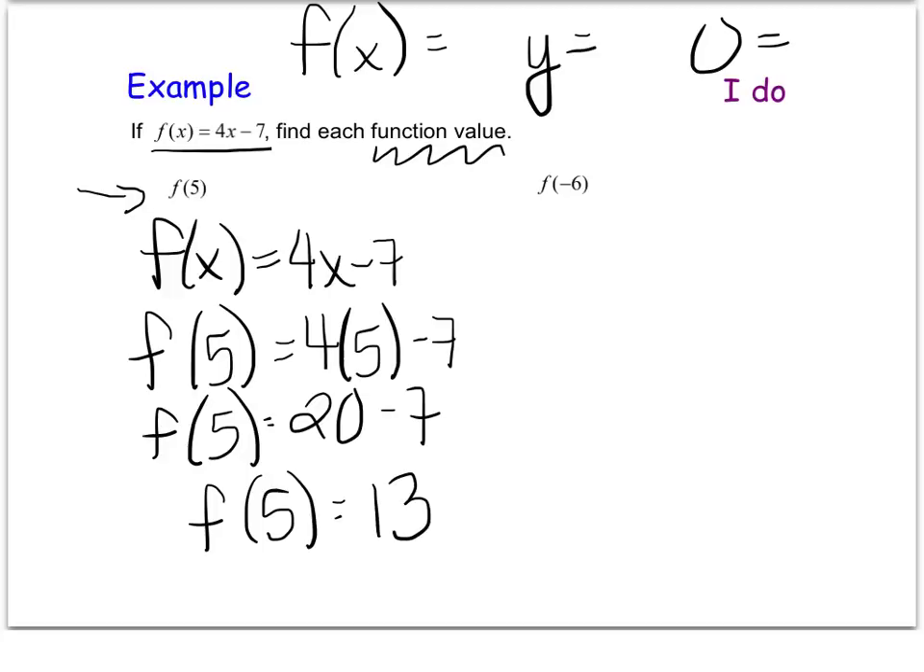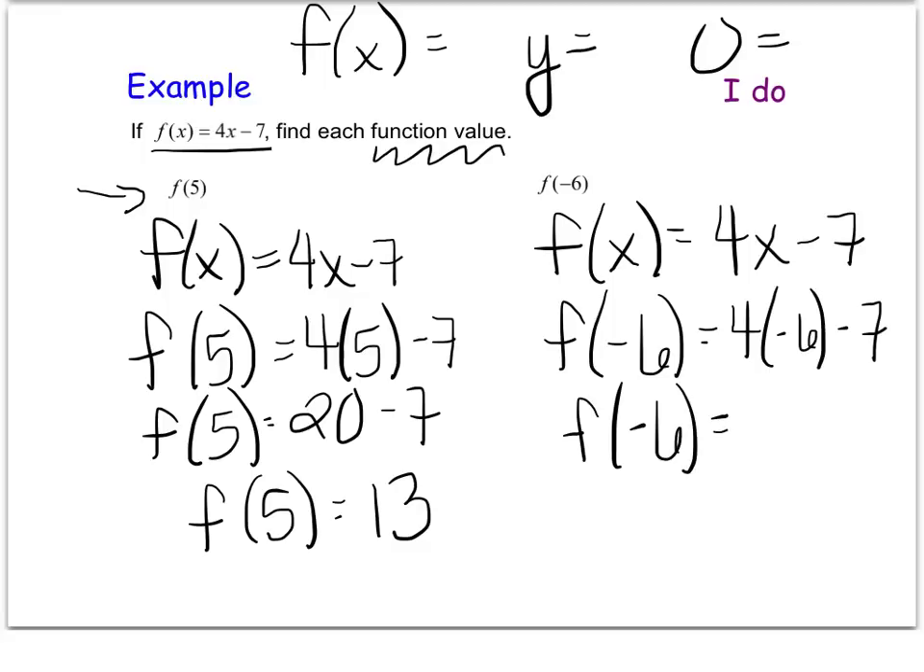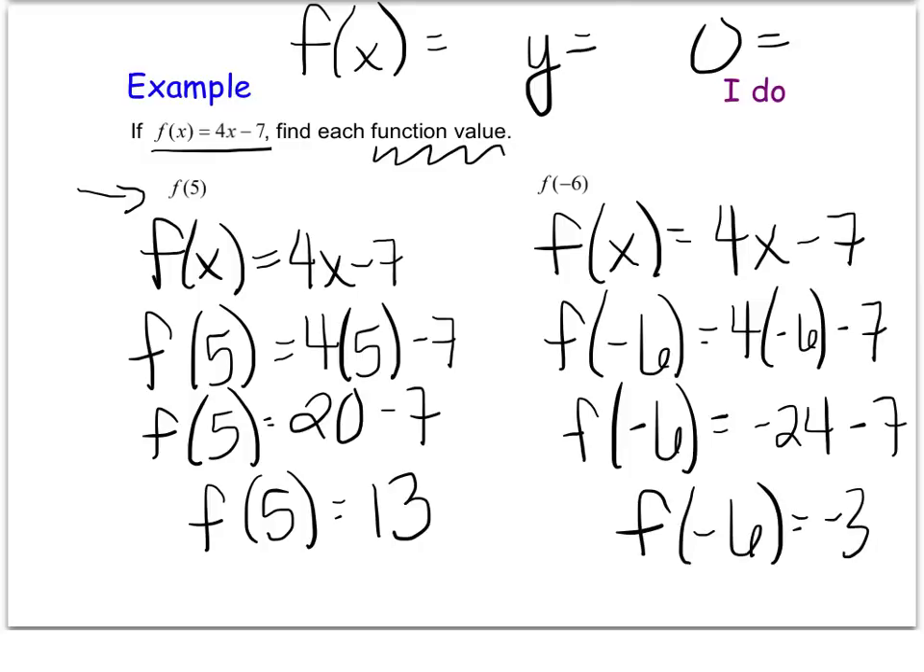Same thing for f of negative 6. We're going to have f of x, that same function, equals 4x minus 7. We're going to try and find f of negative 6. And to do that, we're going to plug in negative 6 everywhere I see an x. So it's kind of like when you had to check all those solutions, it's basically the same process. 4 times negative 6 is negative 24 minus 7, and f of negative 6 is negative 31.